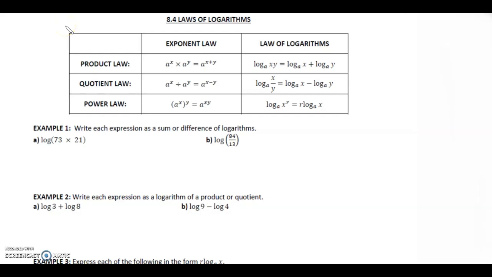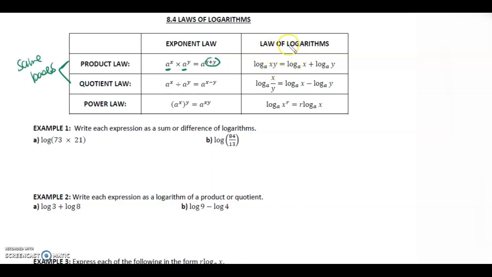8.4 laws of logarithms. So remember, laws of logarithms are going to be very similar to the exponent laws. Okay, so the product law for an exponent: if we have some base a to the x multiplied by the same base, so these are same bases, that's required for the product and quotient law, what ends up happening is we add the exponents.